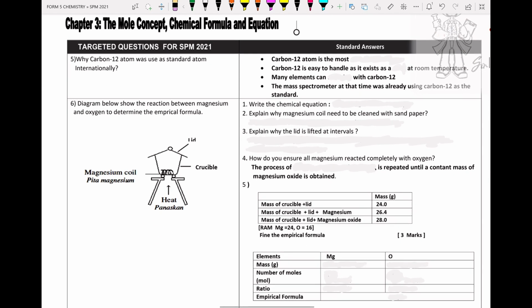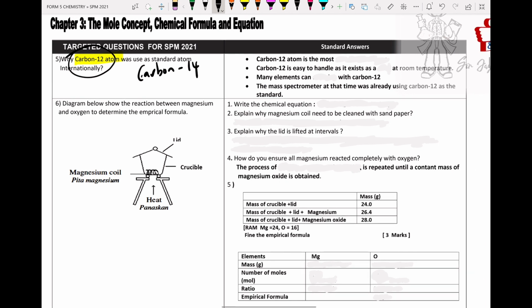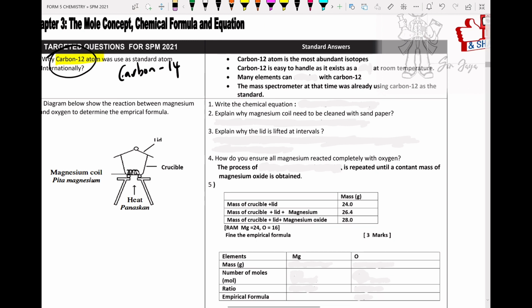Okay, why is carbon 12 used as the standard atom? Carbon 12 is also an isotope. Carbon 14, what is the function of carbon 14? It is used to determine the age of fossils, ancient artifacts, all that. Carbon 12 is used as a standard atom to determine the RAM, RMM, and RFM. Why is carbon 12 used? Because it is the most abundant isotope. Carbon 12 is easy to handle because it exists as a solid. Many elements can combine or react with carbon, and it is already used as a reference in the mass spectrometer.